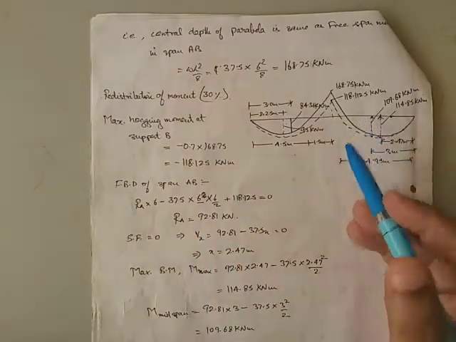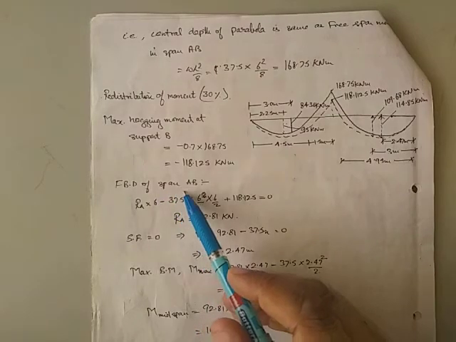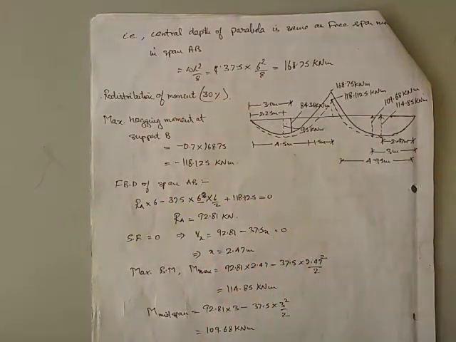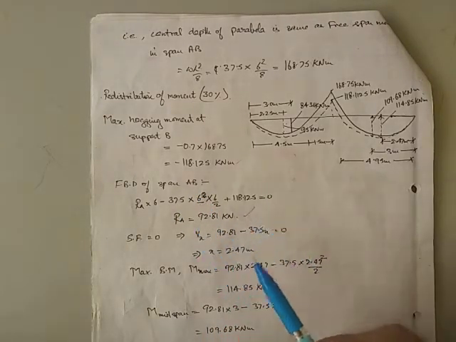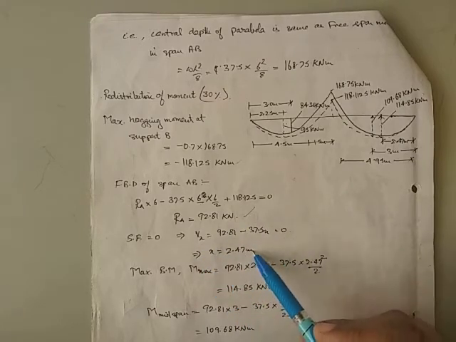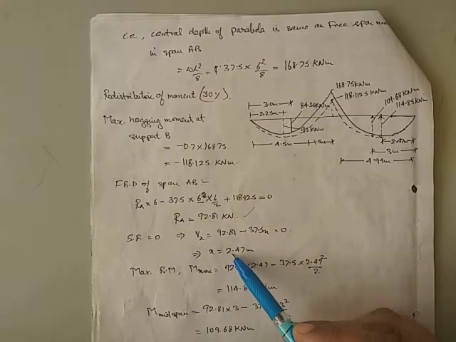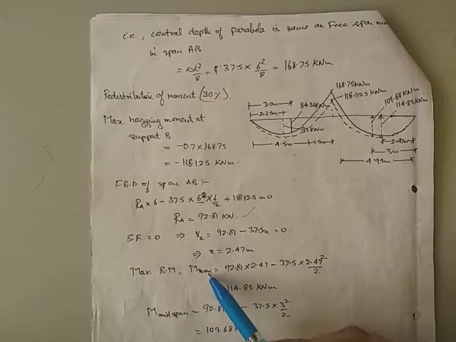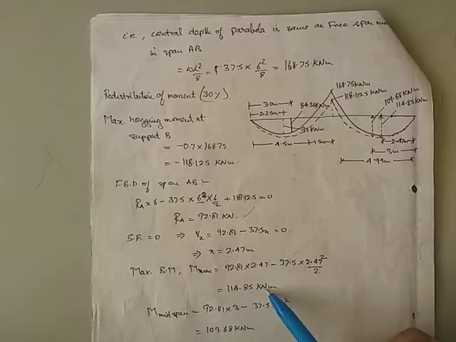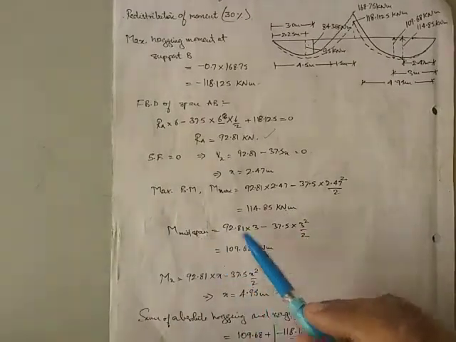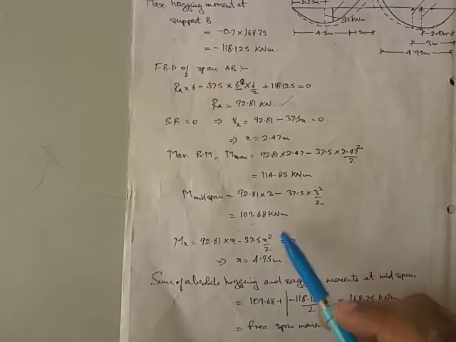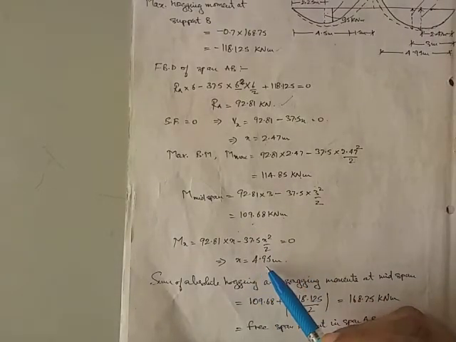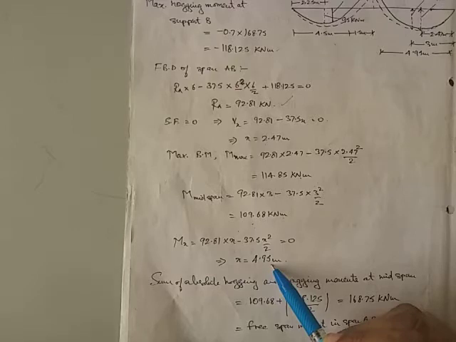Again we repeat the exercise. So we take the free body diagram of AB again, now considering the moment at B as 118.125. When you repeat the exercise, you find the value of RA. You take the shear force equal to 0. This will give us the point of contraflexion at x of 2.47. We get the maximum bending moment as 114.85 kilonewton meters. Similarly, mid-span comes out to be 109.68 kilonewton meters, and the moment is 0 at the point of inflection, x equal to 4.95 meters.